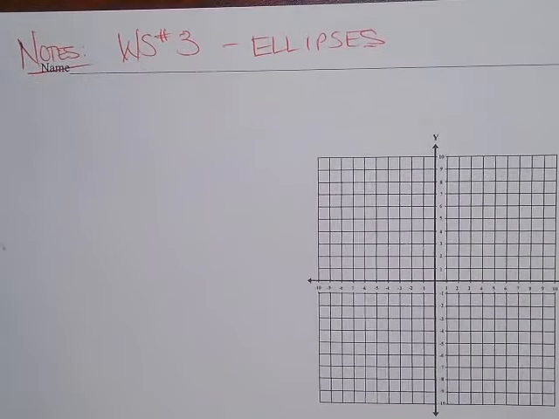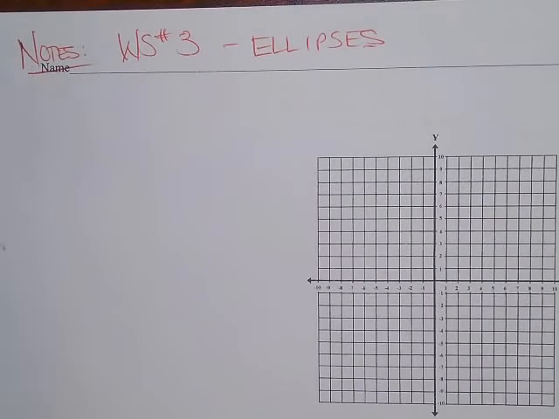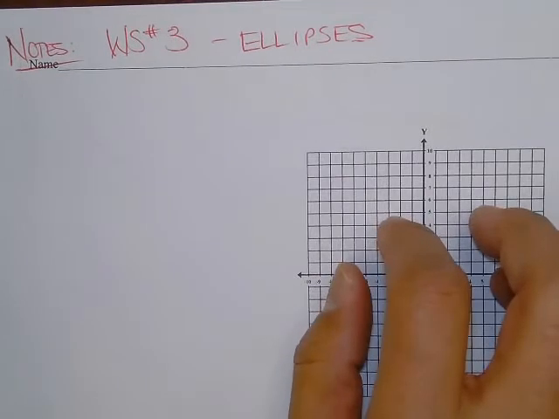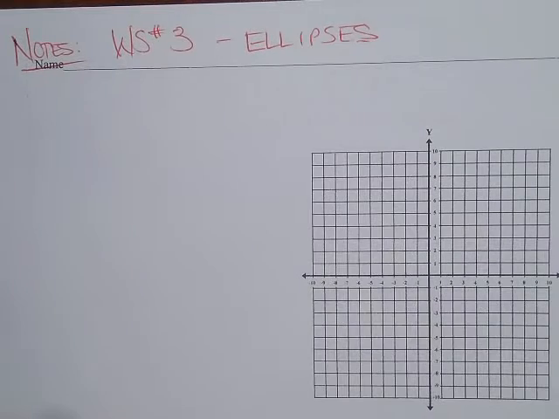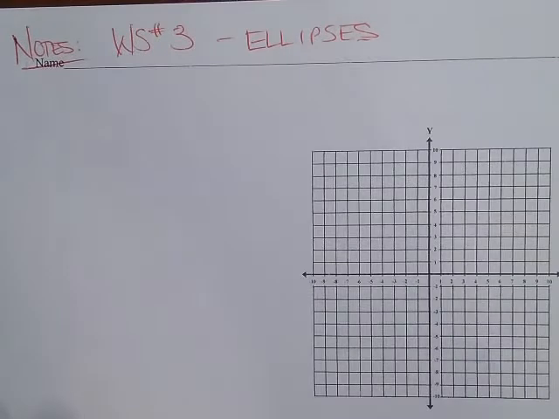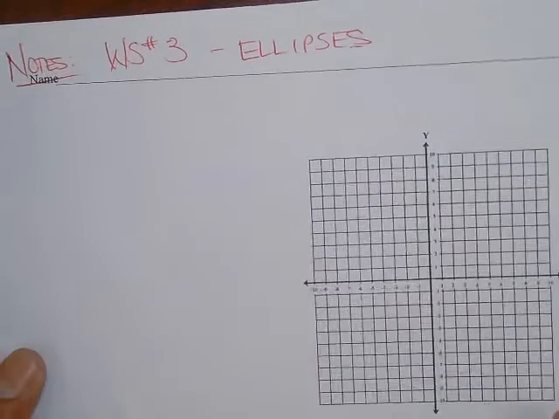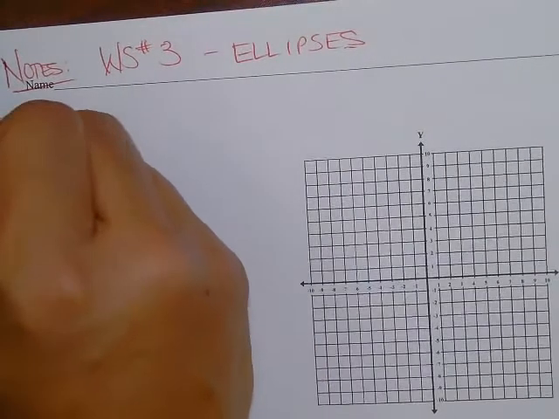Okay, today it's going to be backwards. Today you're actually going to write the equation. The graph's going to be given to you. You have to produce the equation. So what is the general form of the equation of an ellipse? Here it is. Ready? Let's write it down.